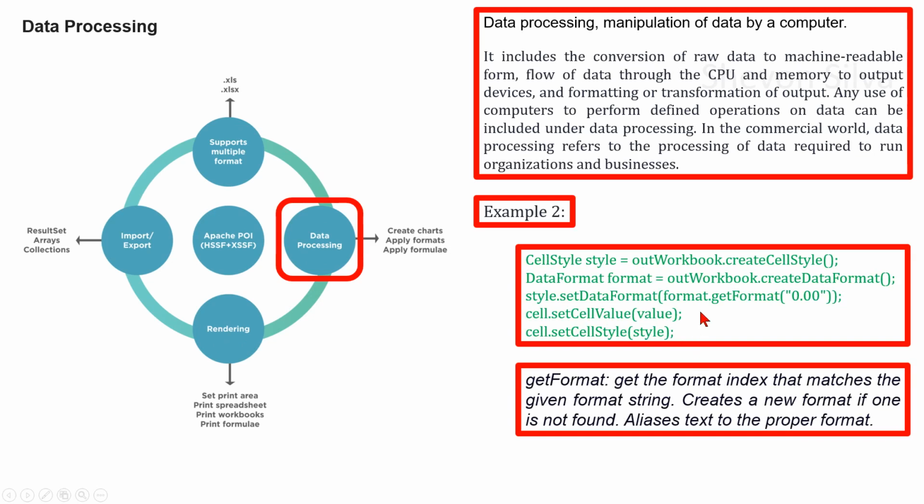As an example too, we can consider this code segment. And here the method getFormat. Get the format index that matches the given format string, creates a new format if one is not found, aliases text to the proper format.